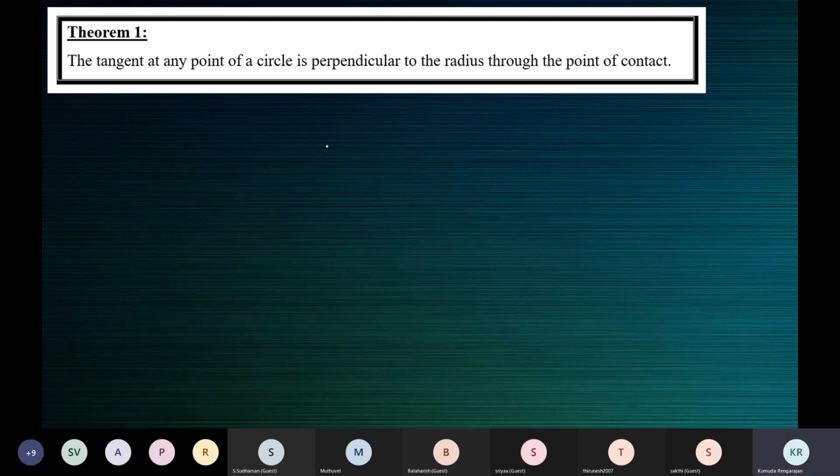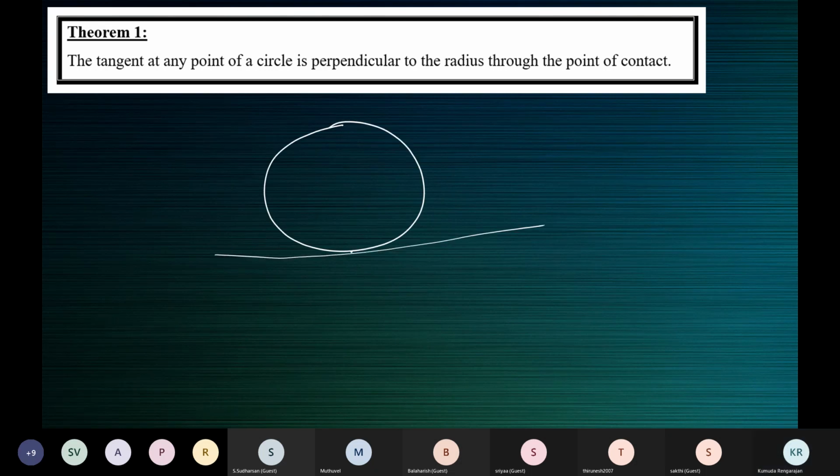Now for this theorem: circle, tangent, point P is the point of contact. The tangent, say L, to a circle with center O, and the radius through the point of contact. We need to prove that this is 90 degrees. So can we see the center of the circle as the point lying outside L?